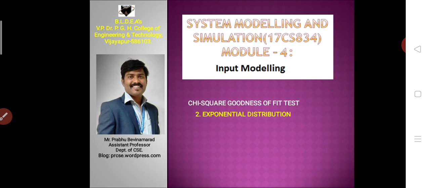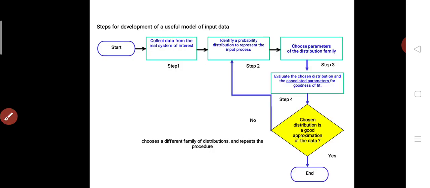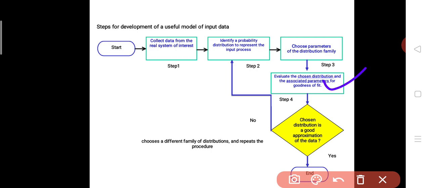In this video, I am going to discuss the chi-square goodness of fit test for exponential distribution. As we know already, this flowchart shows the development steps of a useful model of input data. We are going to apply the chi-square goodness of fit test at the fourth step. Here the distribution we are going to assume is exponential. In the previous video, we solved a problem by considering Poisson distribution.